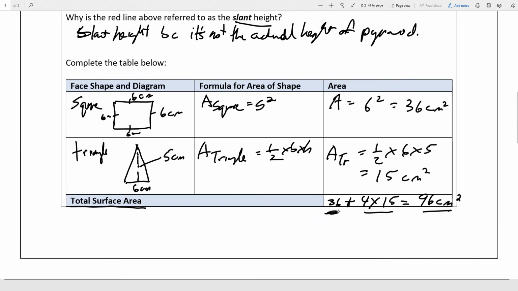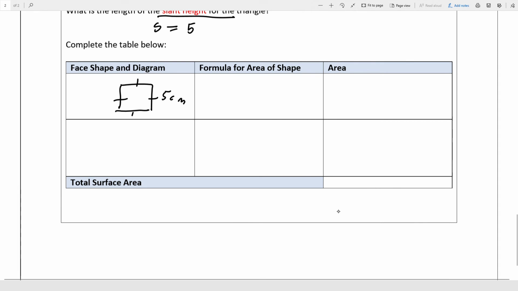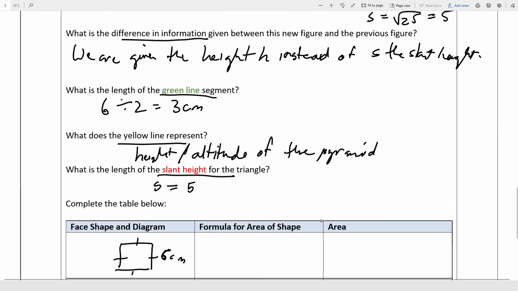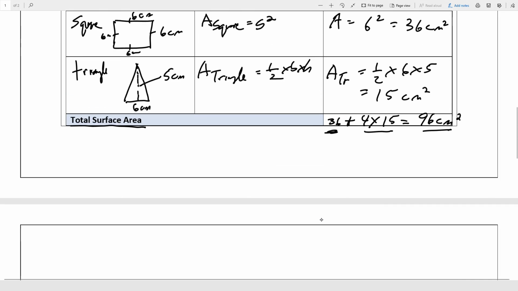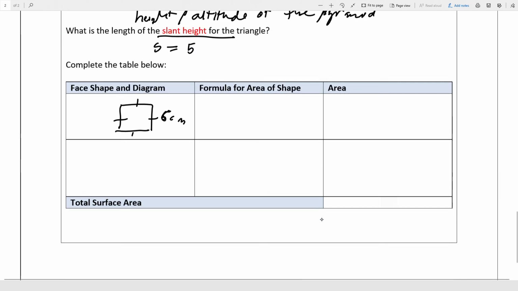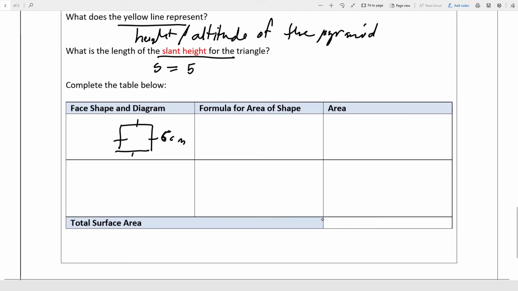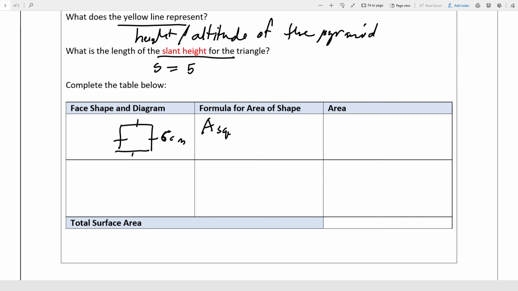Oh, I made a mistake here. Oh no, I didn't. Okay, 6. So each of the side lengths are 6. Yes. Each of the side lengths are 6. So then the formula for the area of a square is again side squared. Right, so the area is 6 times 6, which is 36 centimeters squared.